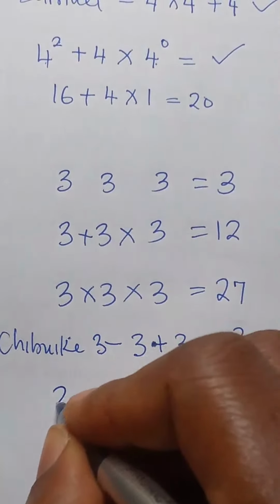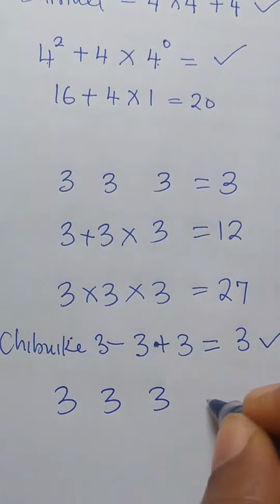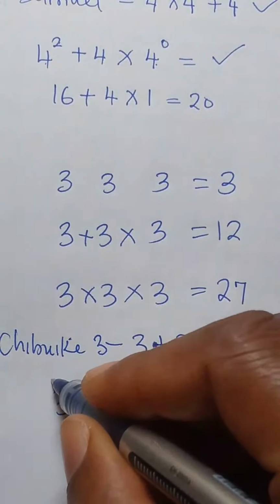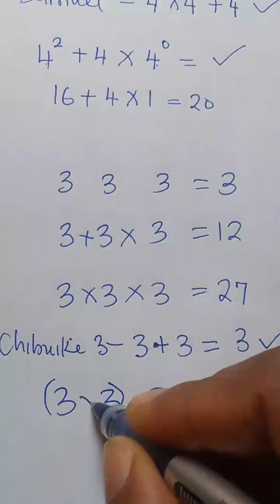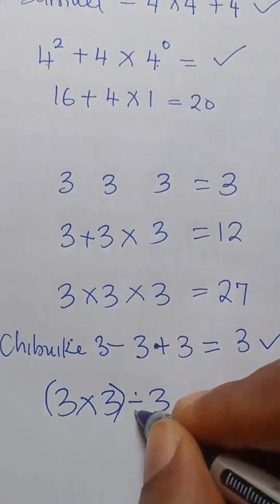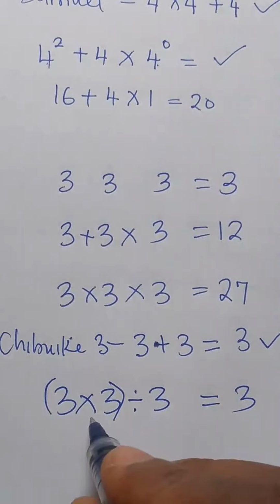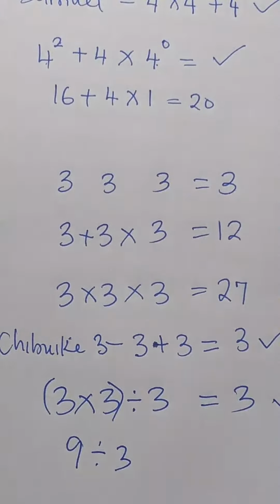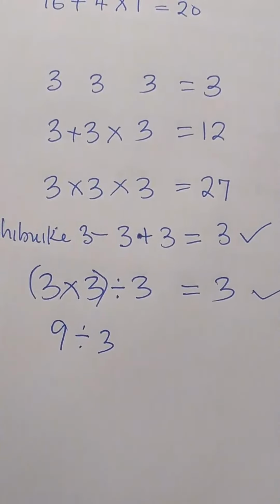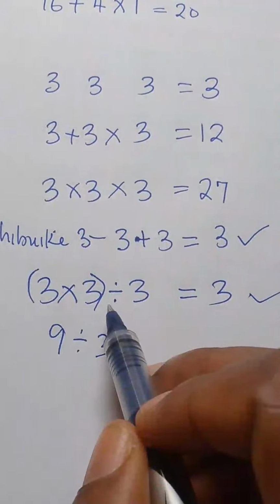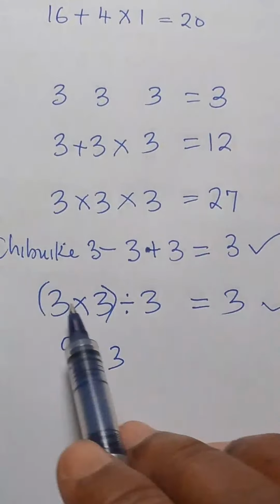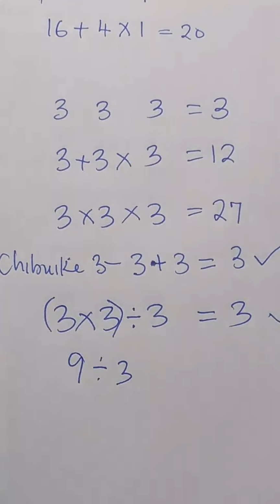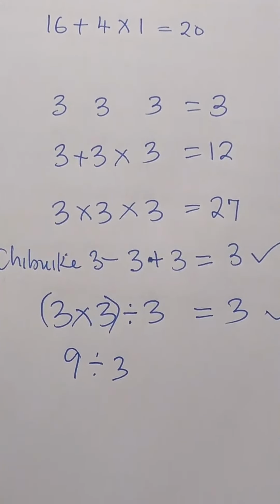Okay. We have 3, 3, 3, and it's equal to 3. All right. Now, if I put this in brackets and multiply and divide, 3 times 3 is 9. 9 divided by 3 is 3. See, this one is correct. 3 times 3 divided by 3 is correct. So 3 times 3 is 9. 9 divided by 3 is 3. Okay? So that is the second one there. Let me look. So please, I'm waiting for your own.